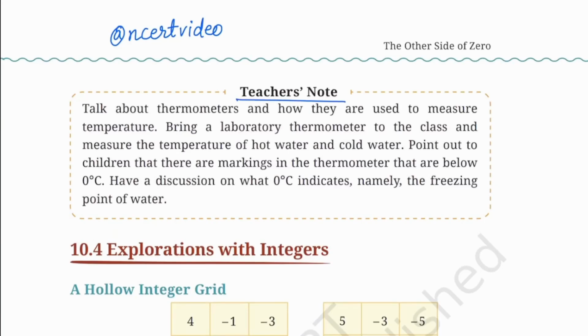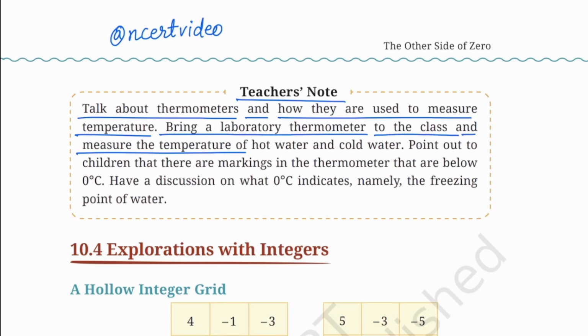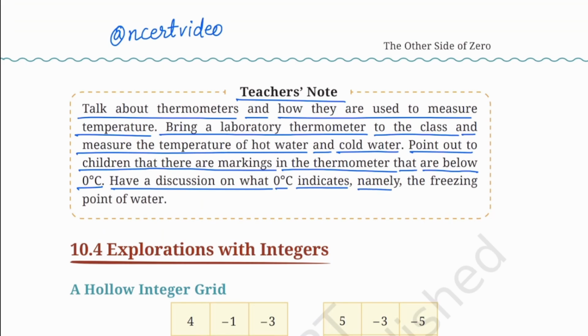Teacher's note. Talk about thermometers and how they are used to measure temperature. Bring a laboratory thermometer to the class and measure the temperature of hot water and cold water. Point out to children that there are markings in the thermometer that are below 0 degrees Celsius. Have a discussion on what 0 degrees Celsius indicates, namely the freezing point of water.